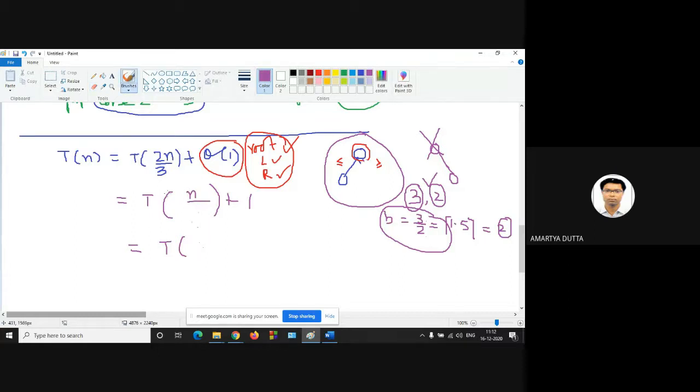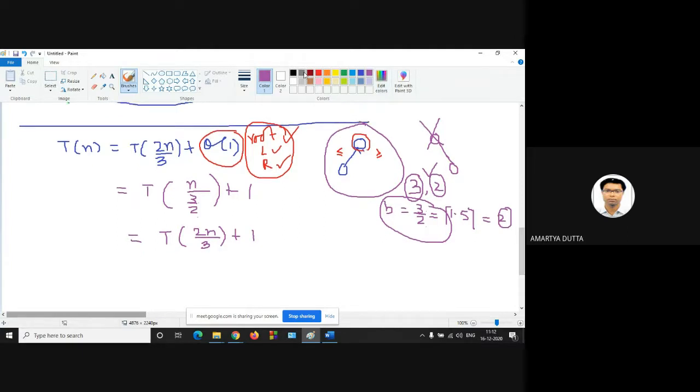So this will be 3 by 2. So T of 2n by 3 plus the total function, which is 1. Is it clear? Please ask me. Please clarify your doubts. So B is equal to 3 by 2, why 3 by 2?